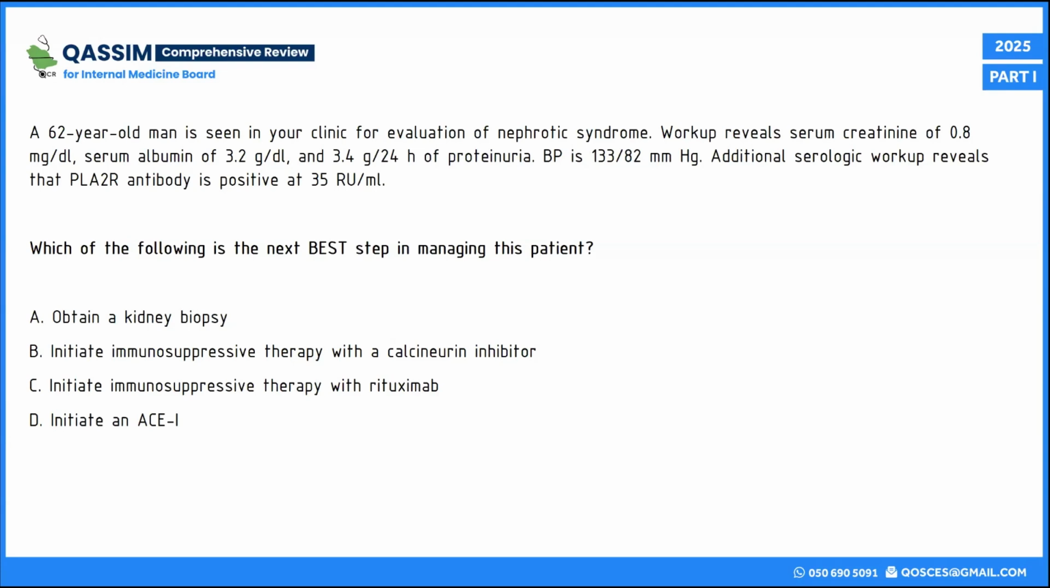Should this patient undergo kidney biopsy, or should we start immunosuppressive therapy, CNI like cyclosporine, etc., or rituximab, or initiate ACE inhibitors like lisinopril, enalapril, or ARBs like losartan or valsartan? What do you think the answer is?